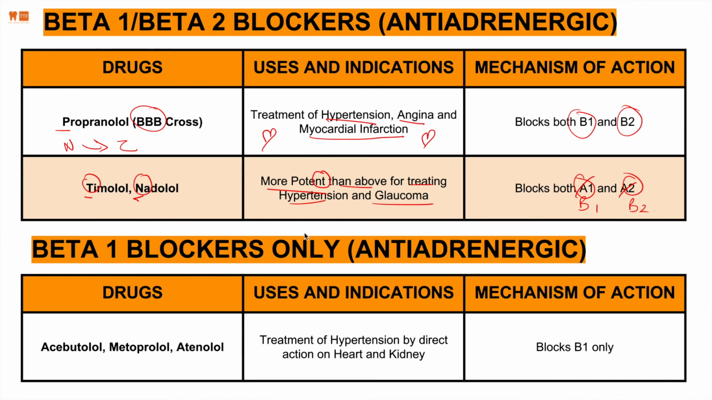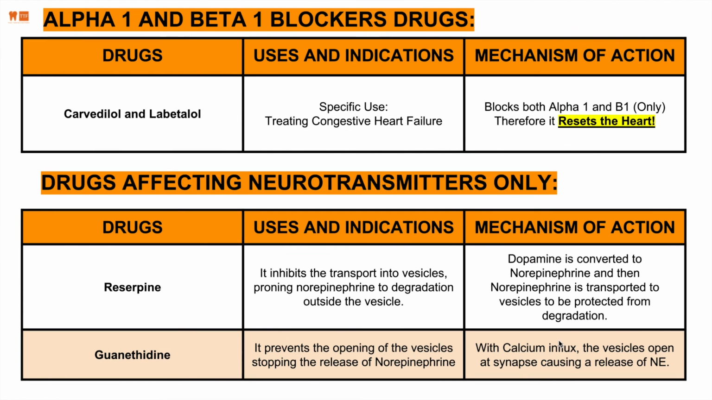Okay, beta-1 blockers only. Remember, A to M were all selective and the others were non-selective. Therefore, A to M is beta-1 blockers only. These guys will treat hypertension by direct action on the heart and kidneys. So now kidneys are involved, right? Blocks beta-1 only. Then the weird one, carvedilol, labetalol, treating congestive heart failure.